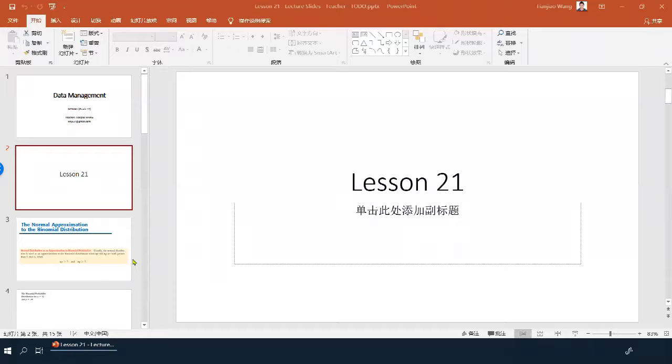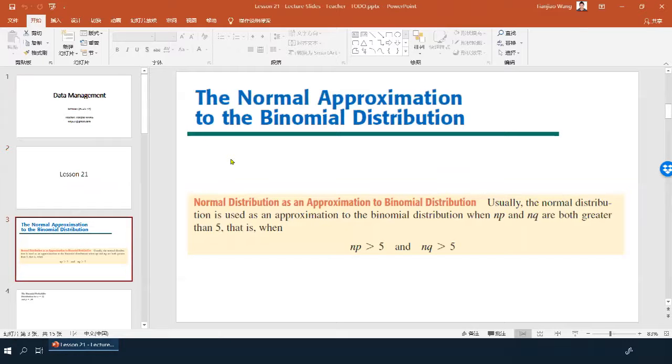Okay, welcome to the class. Today we're going to complete the last piece of Unit 2, which is to use normal approximation to the binomial distribution.